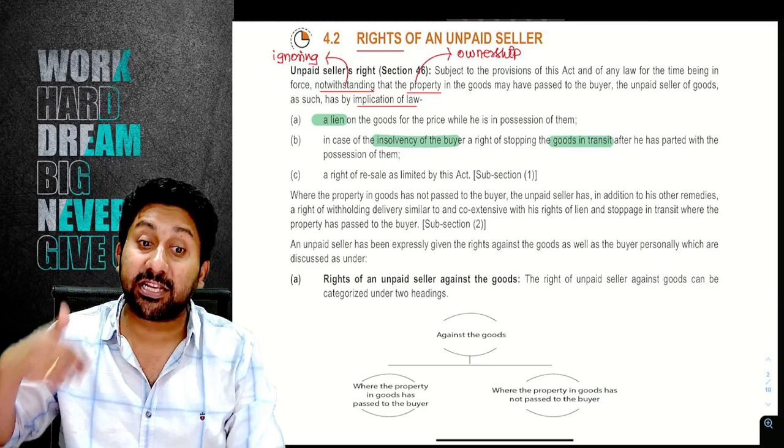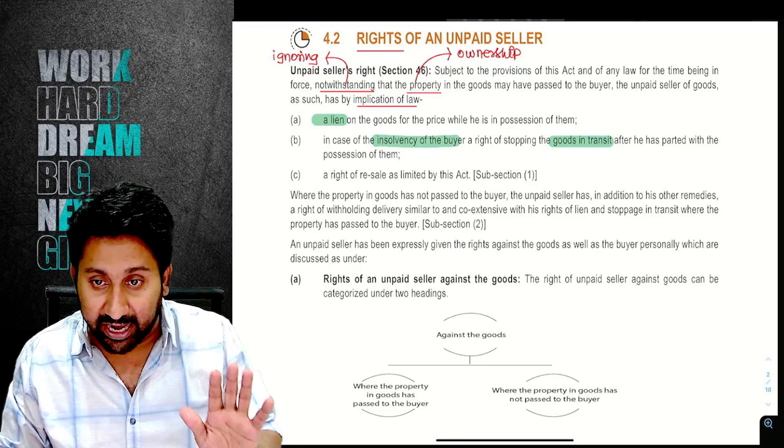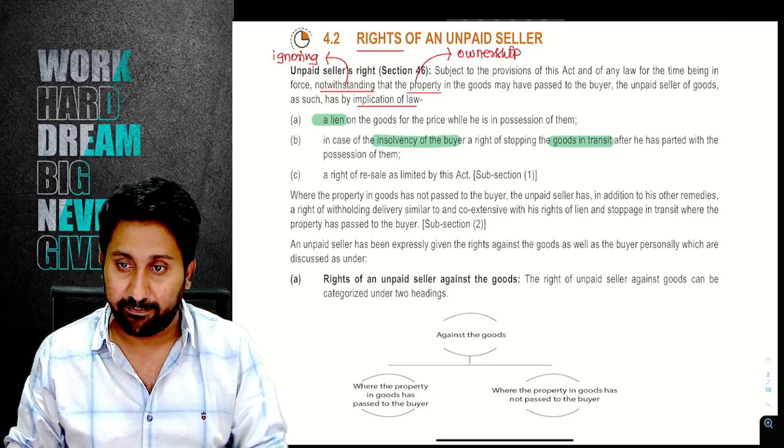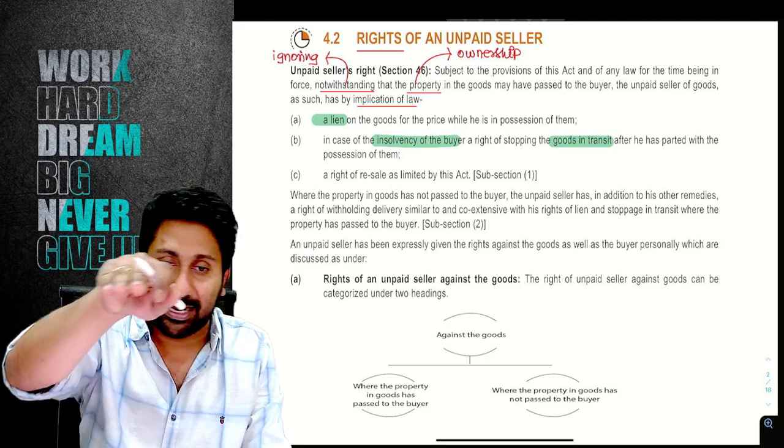At that time, in that 10 days gap, I came to know that the buyer became insolvent. In that case, I have a right to stop the goods which are in transit, after he has parted with the possession of them. That means still the possession is in transit.